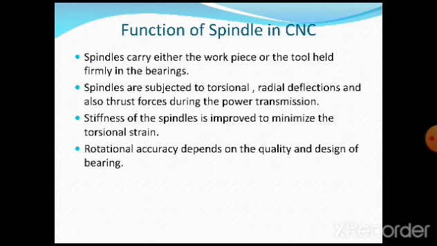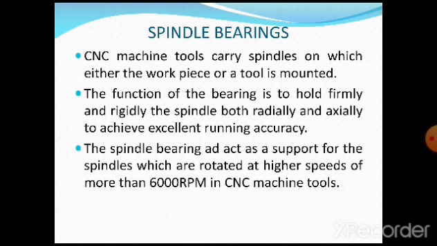Stiffness of the spindles is improved to minimize the torsional strain. The properties of the materials of the spindles play a major role as far as performance is concerned. The rotational accuracy depends on the quality and design of the bearing. How good the bearing is and what type of bearing is adopted decides the rotational accuracy of the spindles, and in turn the rotational accuracy of the workpiece or the cutting tool being held on the spindles in CNC machines.